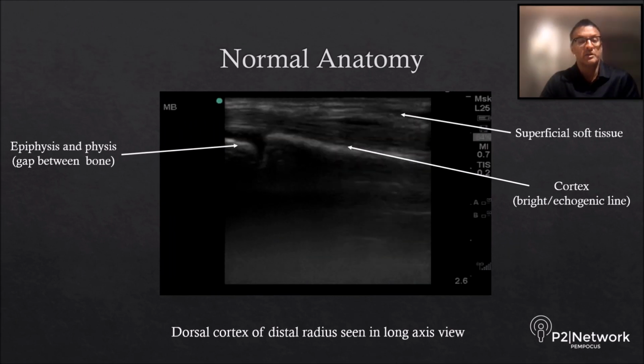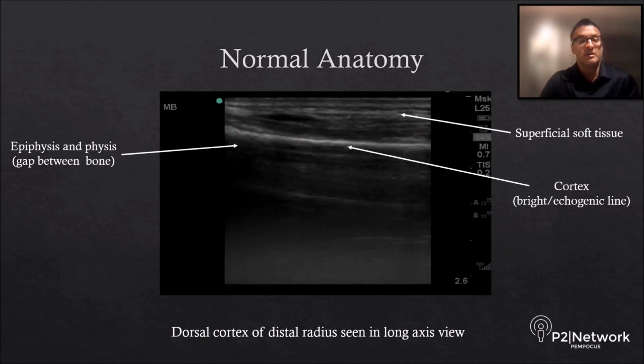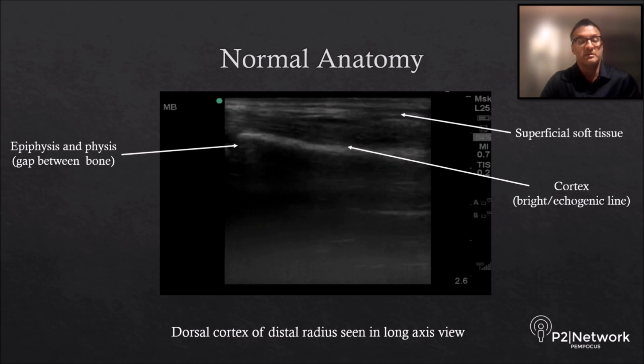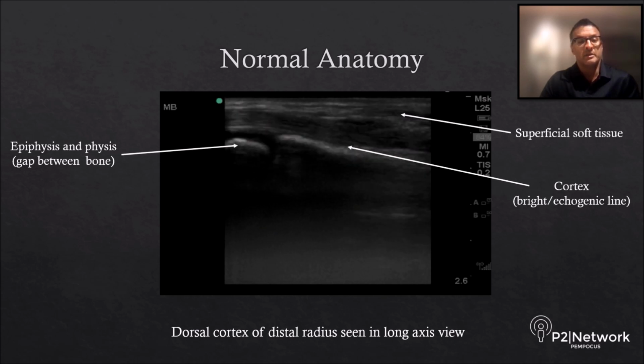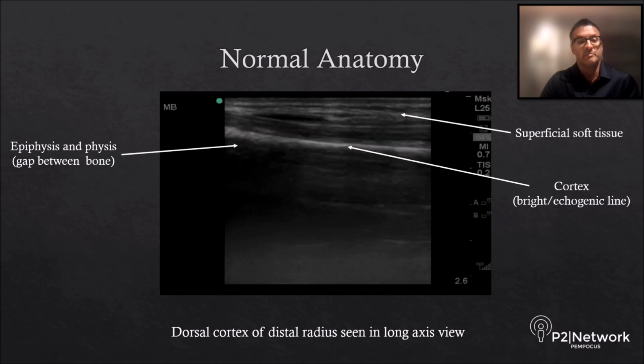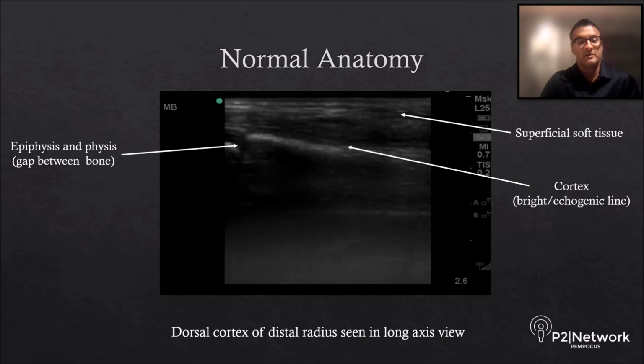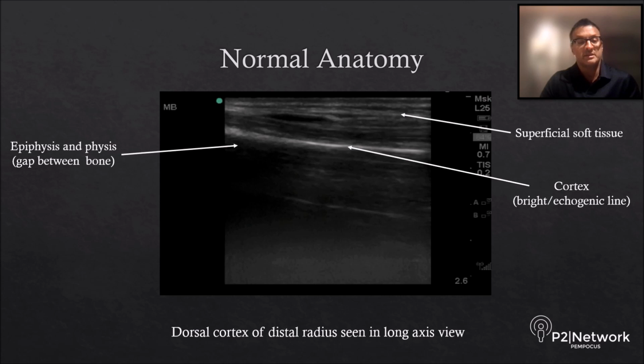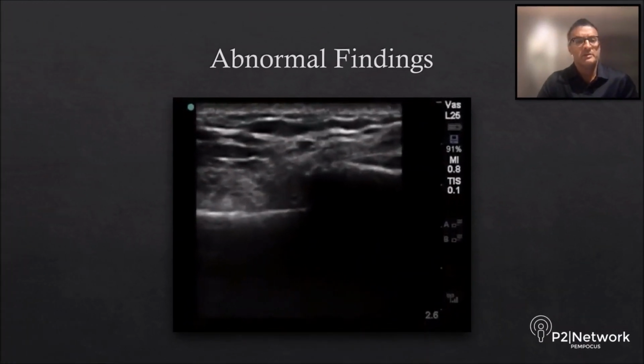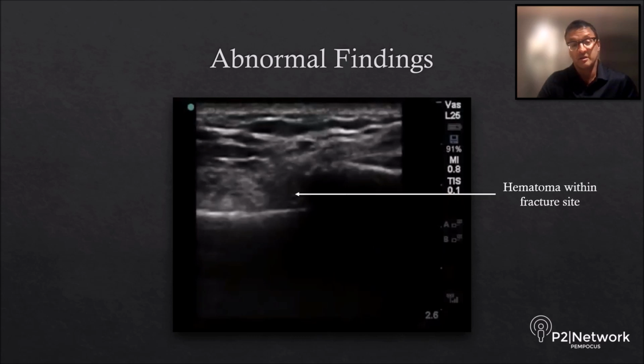So let's have a look here at this fracture. We can see here that this is the normal anatomy. We can see the physis coming into view here on your left, the epiphysis, and the metaphysis and the diaphysis. Now let's look at some abnormal findings. We can see here that there's a discontinuity of the cortex right here and right here. So what this is here is a hematoma, and above it we can see some soft tissue swelling.